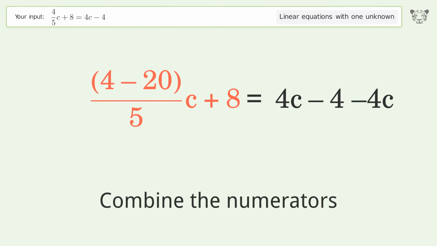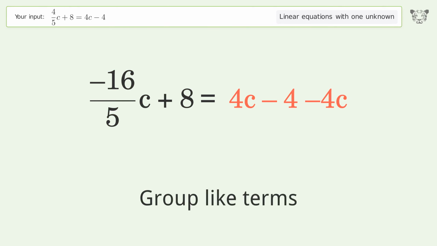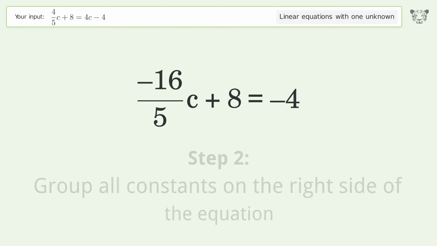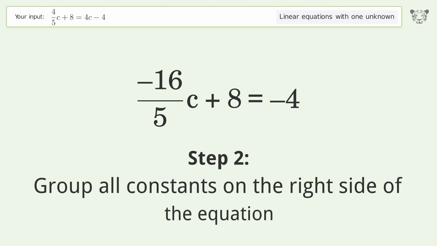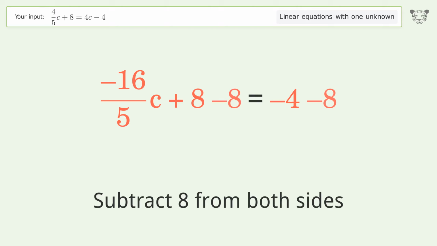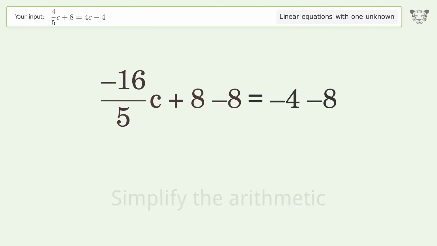Combine the numerators. Group like terms. Simplify the arithmetic. Group all constants on the right side of the equation. Subtract 8 from both sides. Simplify the arithmetic.